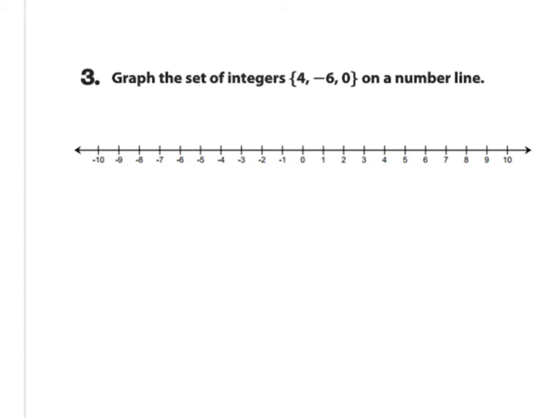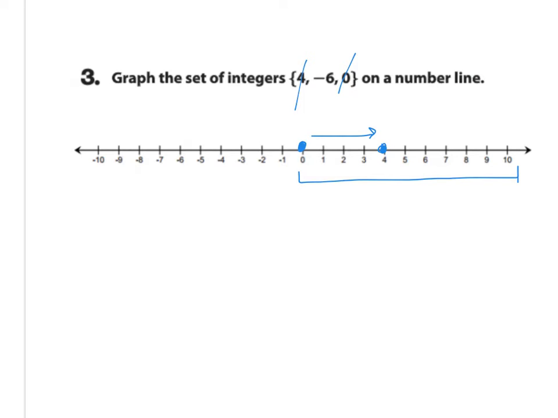So in this particular case, it says to graph the set of integers 4, -6, and 0. So 0 is always considered our starting point, right? And it's very clear, it's very easy to identify 0. So I'm going to go ahead and identify 0 on my number line. 4 is positive, and all positive numbers are represented to the right of 0. So I'm going to go over 4, and I'm going to represent a dot right there to represent 4.